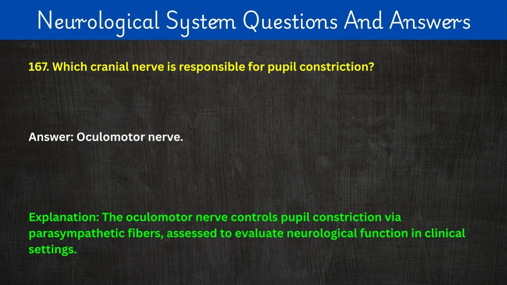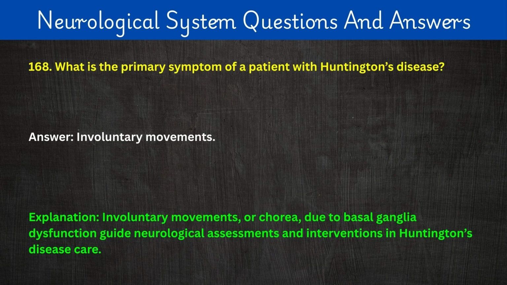167. Which cranial nerve is responsible for pupil constriction? Answer: oculomotor nerve. Explanation: the oculomotor nerve controls pupil constriction via parasympathetic fibers, assessed to evaluate neurological function in clinical settings.